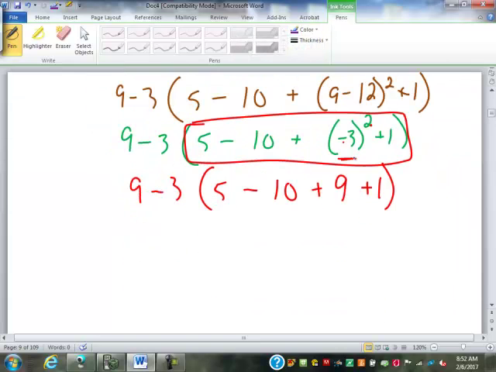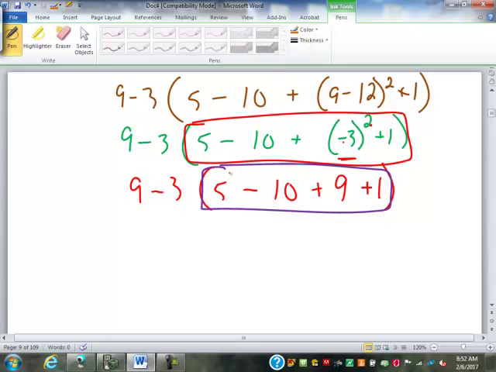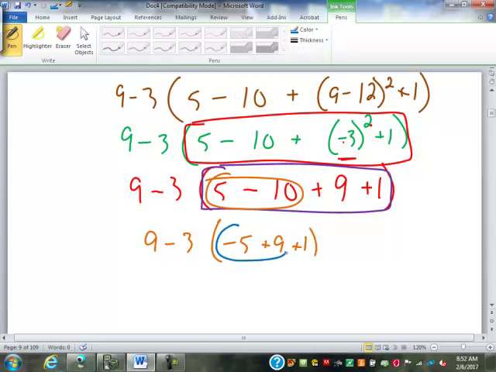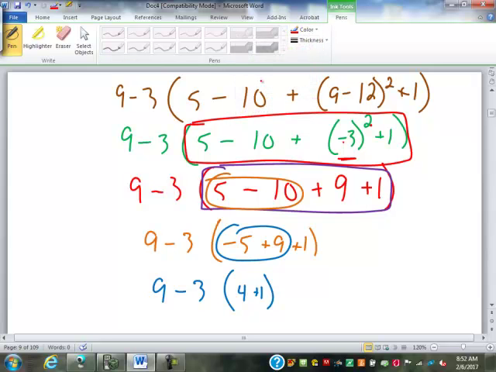So now what? Some big parentheses. And we need to do all addition and subtraction, so we're going left to right. 5 minus 10 is -5. What's next? -5 plus 9 is 4. 4 plus 1 is 5.